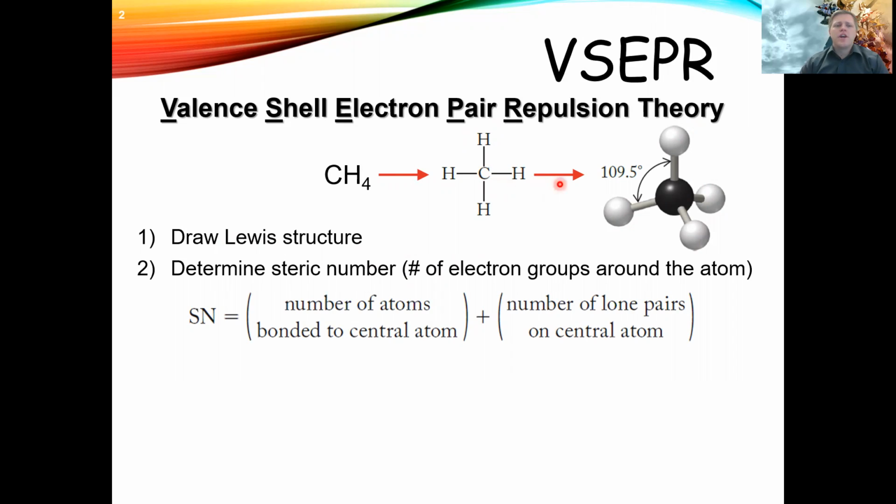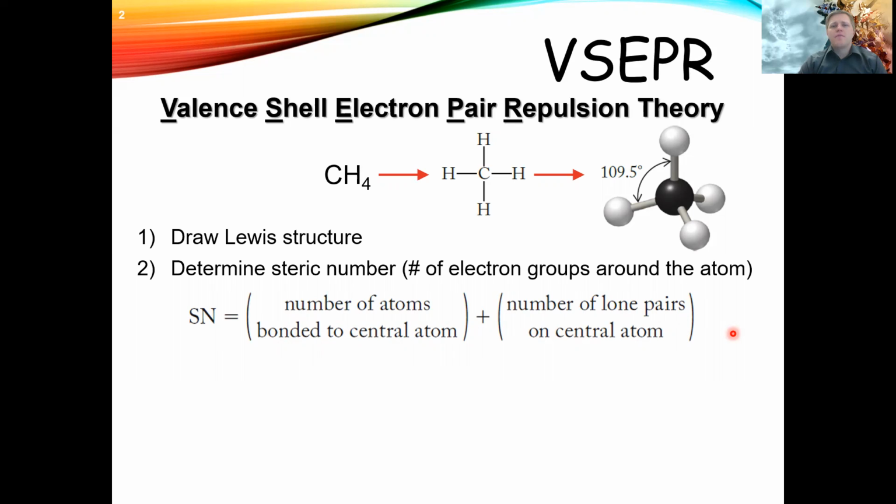So to count the steric number, what we're going to do is figure out how many electron groups there are around the atom. By electron groups, we mean lone pairs and bonding systems. So by bonding systems, basically we mean how many atoms are bonded to it. So for our steric number here, our Sn, we're going to count the number of atoms bonded to our central atom, the one we're worried about, plus the number of lone pairs on the central atom.